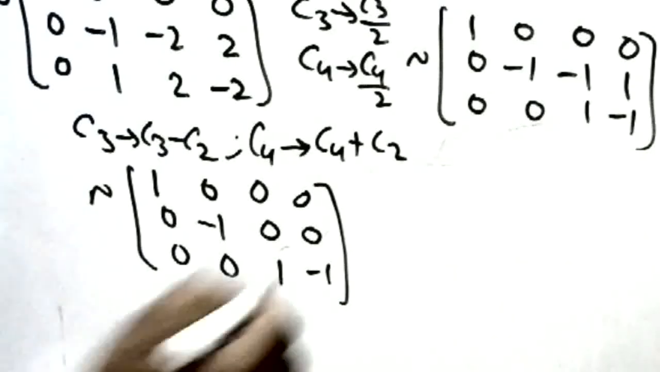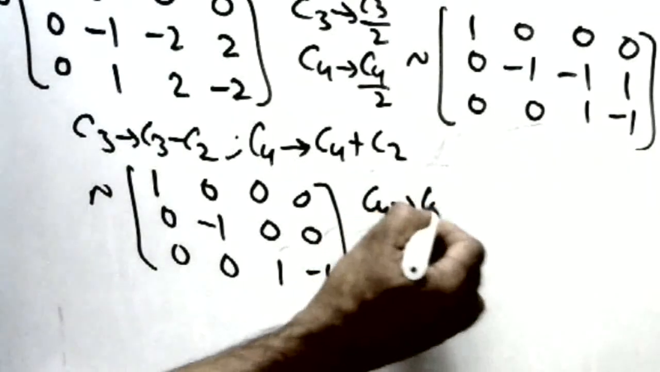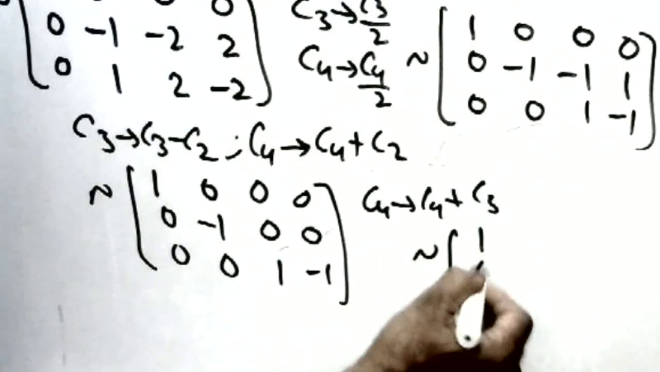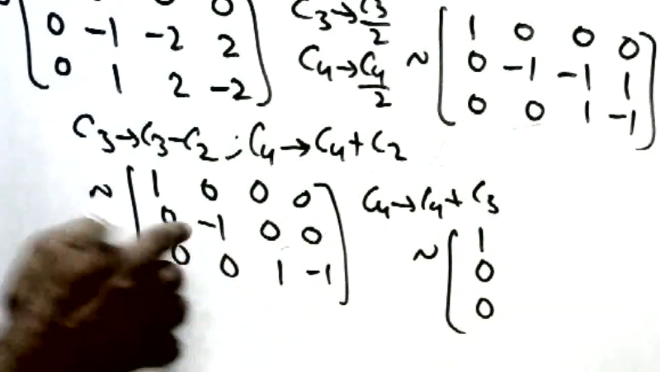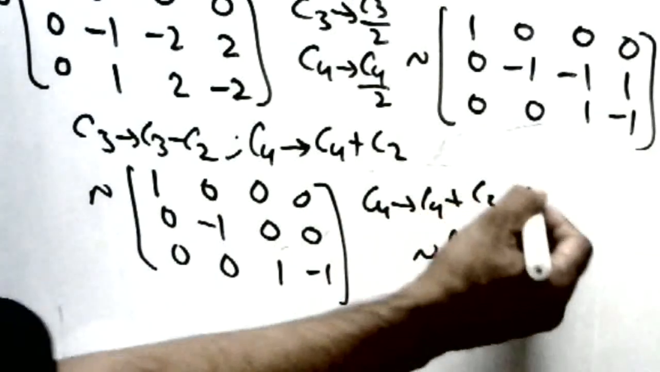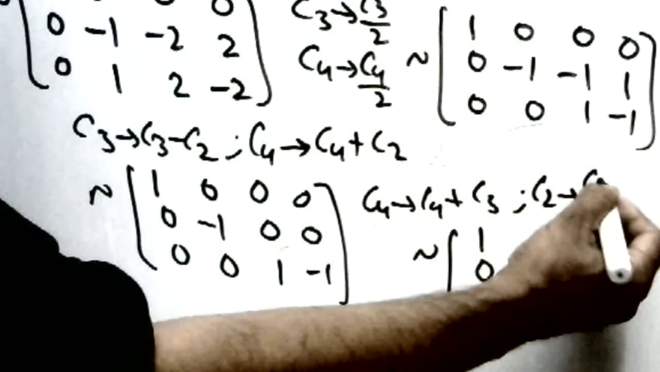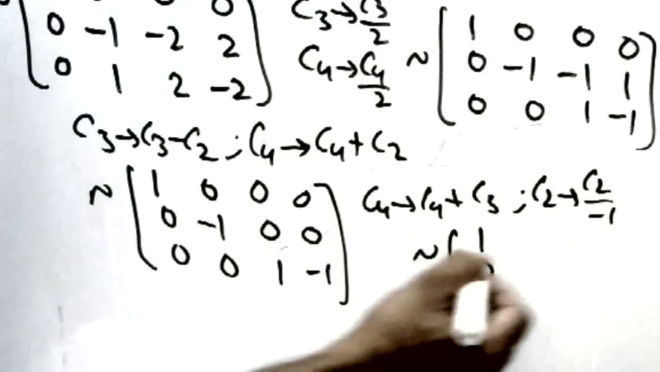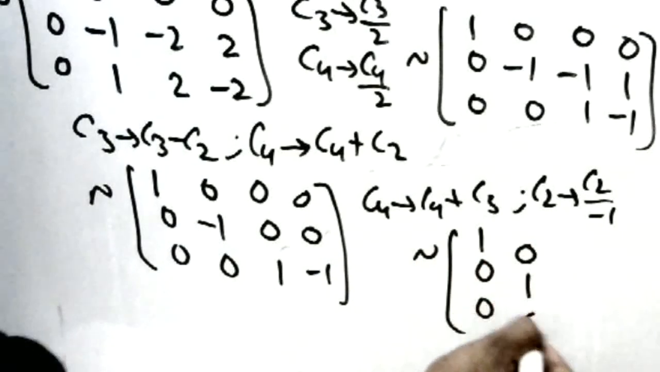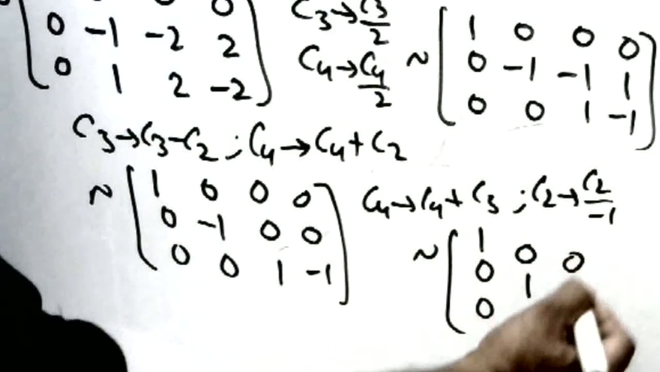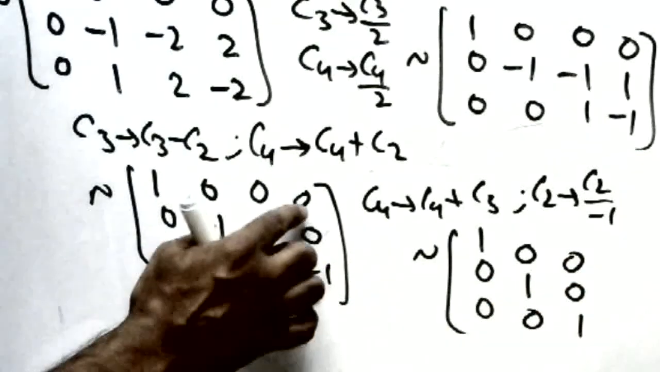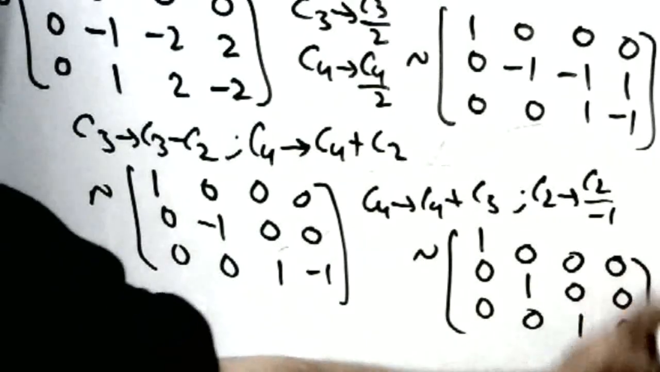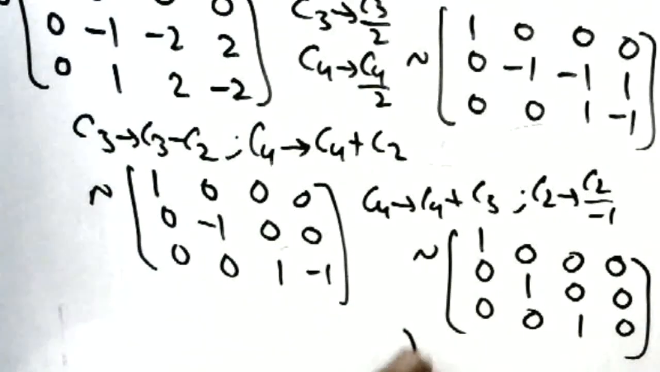Let me make this also 0. C4 implies C4 plus C3. So we are left with 1 0 0. Let me take minus common here: C2 implies C2 by minus 1. So with this minus we are left with 0 1 0. This will be 0 0 1. So C4 plus C2: 0 plus 0 is 0, 0 plus 0 is 0, minus 1 plus 1 is 0.